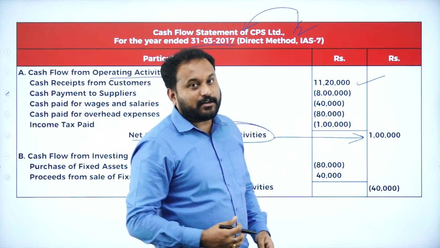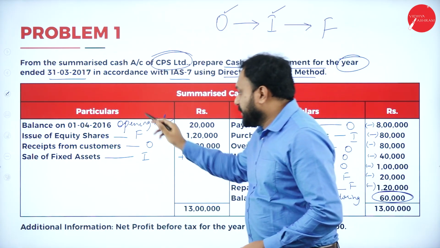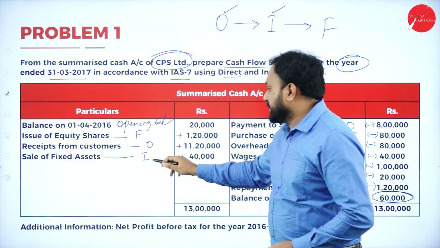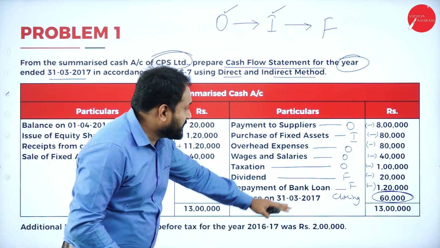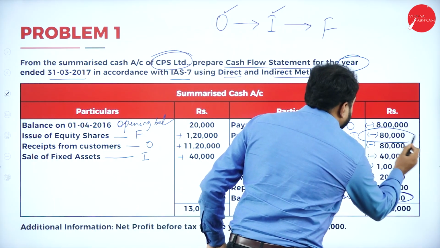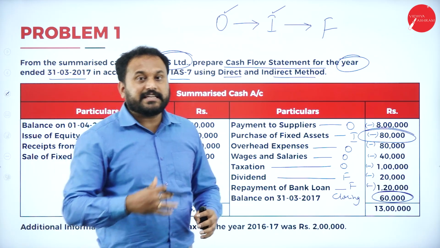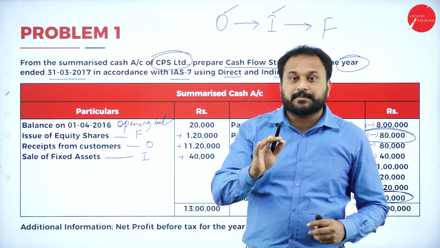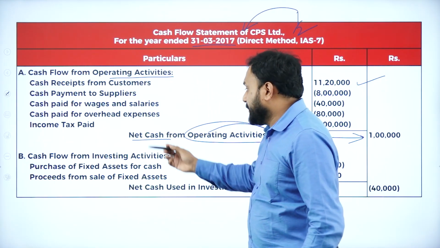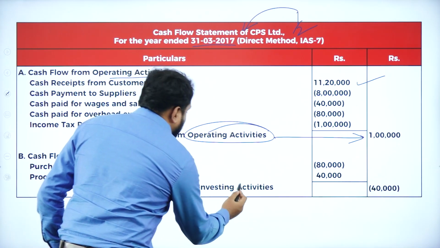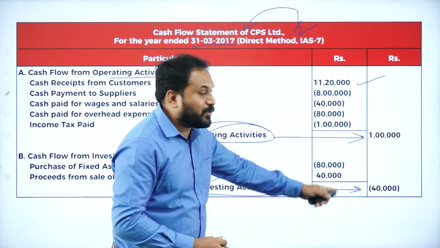Next, go back to the question here itself. My operating is done. Now I need to go with investing. Now here investing, understand, sale of fixed asset is how much? 40,000. But in the next here, we have investing which is 80,000 here. Now 40,000 minus 80,000 is how much? Minus 40,000. So my net investing is minus 40,000. So I'll write here the same way: net cash used in investing activities, how much? Minus 40,000. Easy for you people to understand what we have done.